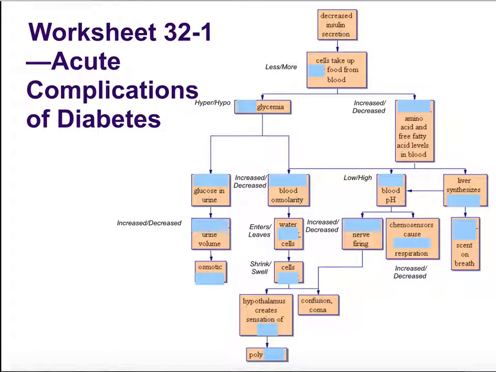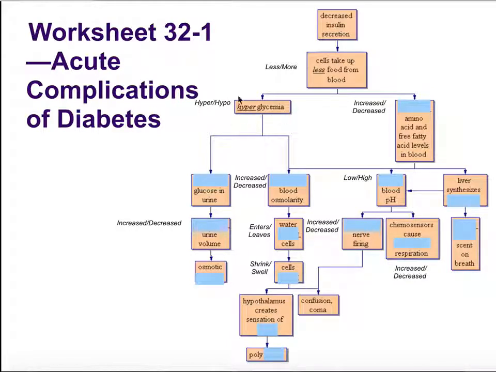So we're going to end this section with a worksheet that goes over diabetes. So let's follow along. If you have decreased insulin secretion, what will that do to your cells? Will your cells take up less or more food from the blood? If you don't have a lot of insulin, you're going to take up less food from the blood. And if you take up less food from the blood, that means it's going to remain in the blood, so you will become hyper or hypoglycemic. More glucose in the blood means you are hyperglycemic.